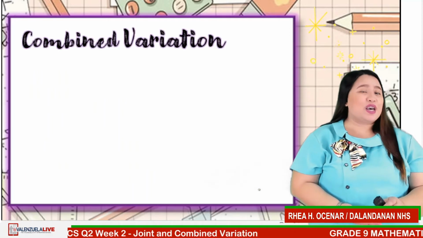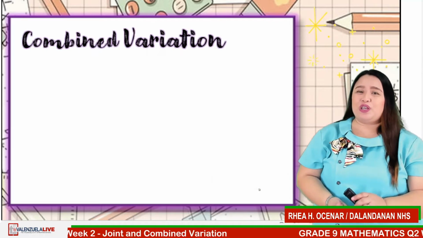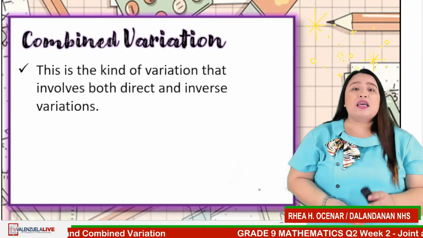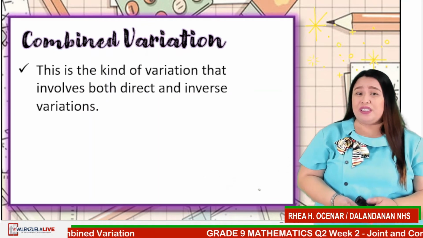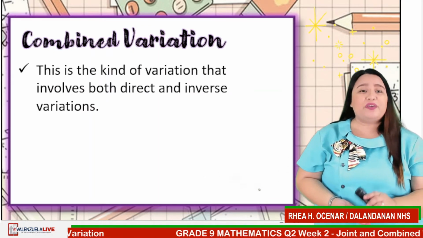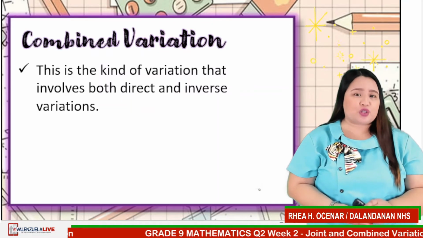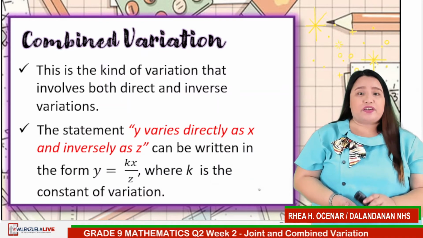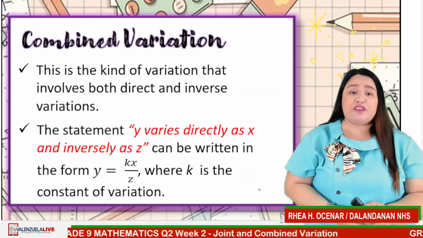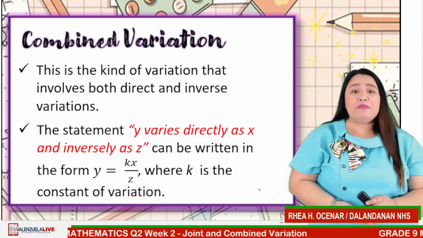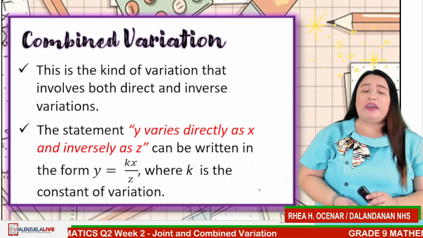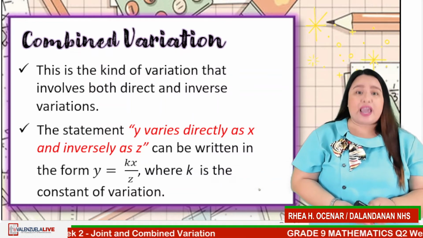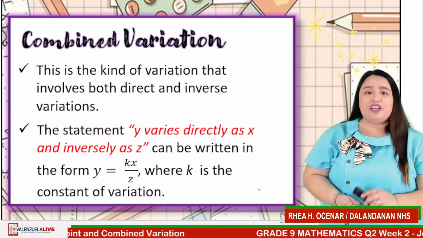And that is combined variation. What is combined variation? This is the kind of variation that involves both direct and inverse variations. The statement y varies directly as x and inversely as z can be written in the form y is equal to kx over z, where k is the constant of variation.